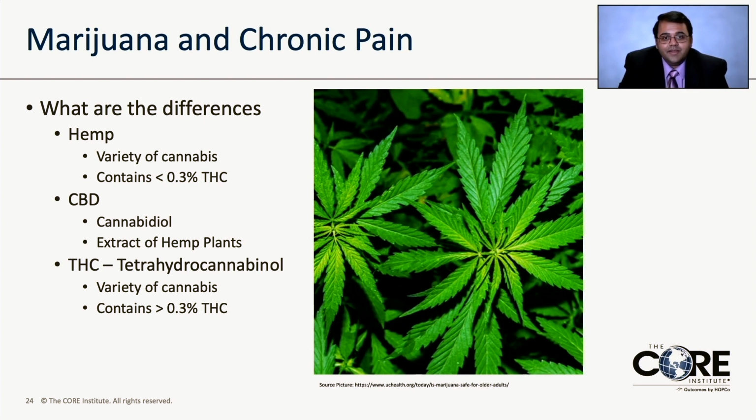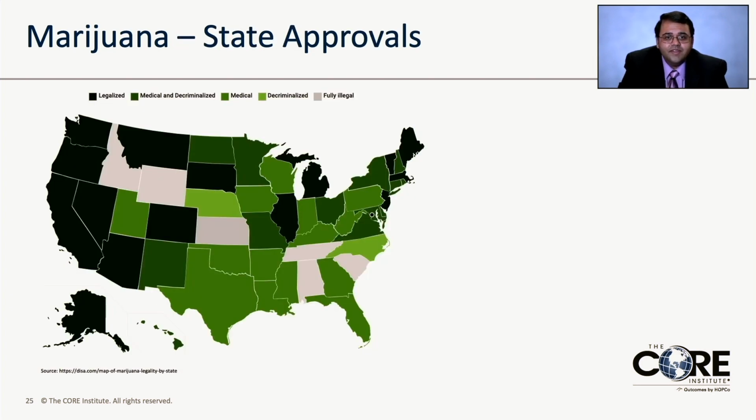THC, there are some states that have approved it, some that have not. It's recreational or medical, and there are medical purposes that are approved, but it's basically anything that contains more than 0.3% of that THC. So this is just a graph, a statewide map, you can see who has approved and who has not.